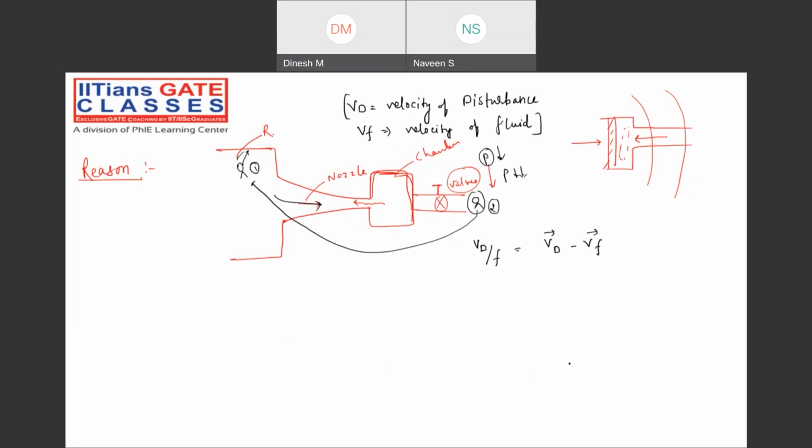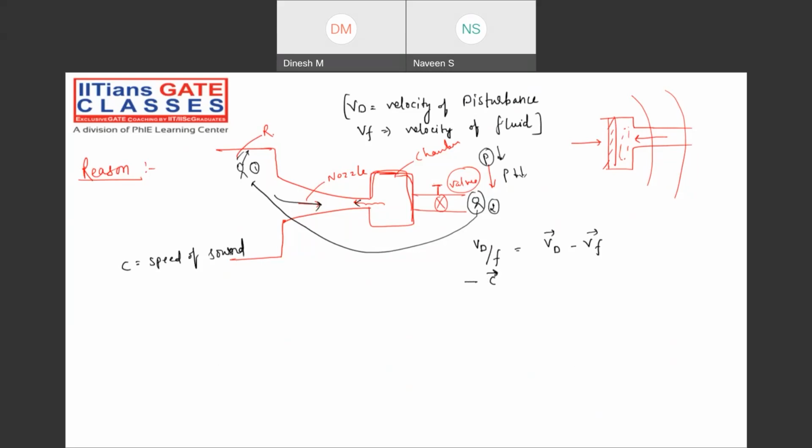Try to understand. The velocity of disturbance with respect to fluid is flowing with a sonic speed in the opposite direction, with the vector called c. That is the speed of sound. C is what? Speed of sound. Pressure wave will always flow through with the velocity called speed of sound only.